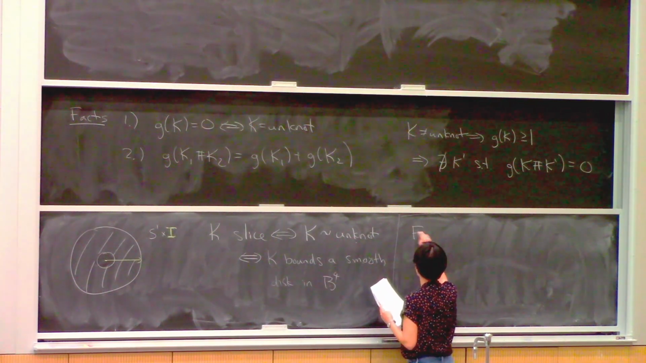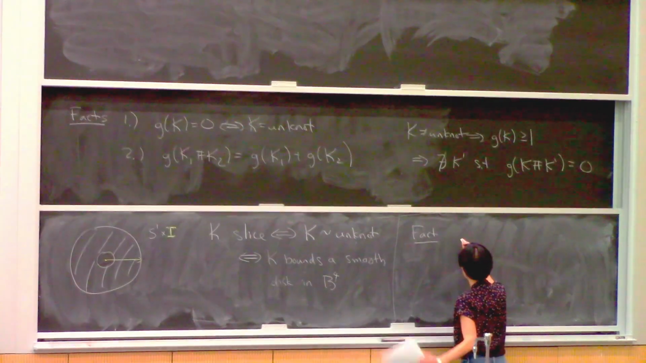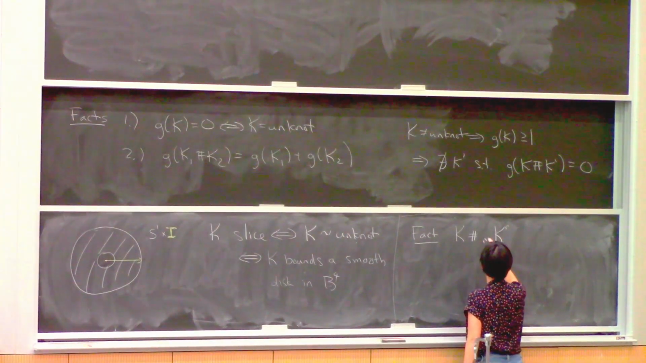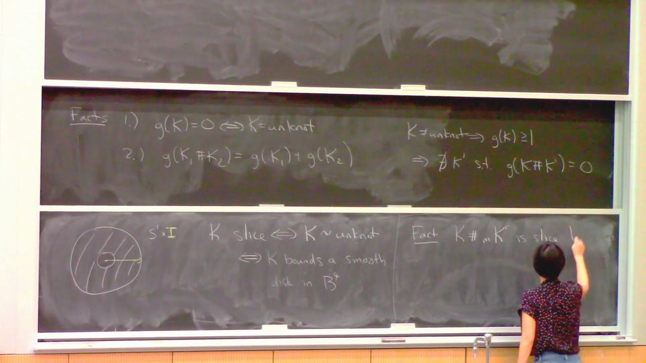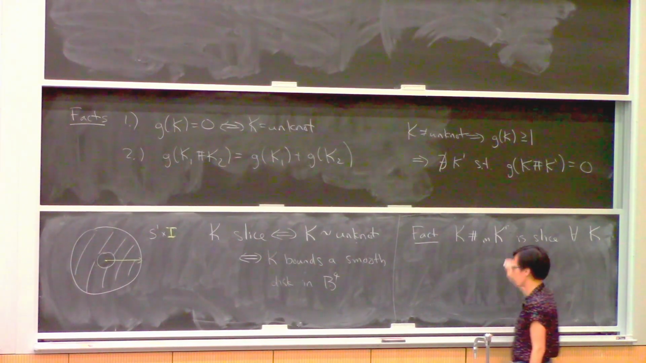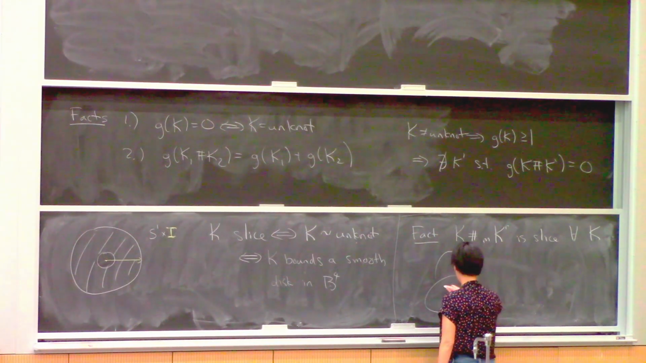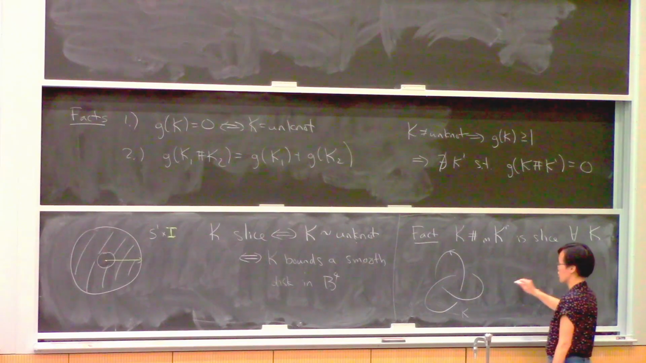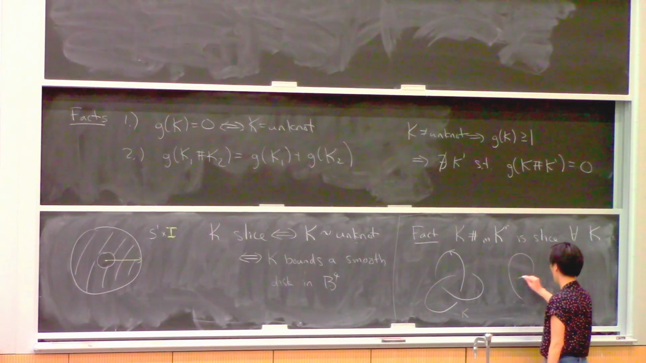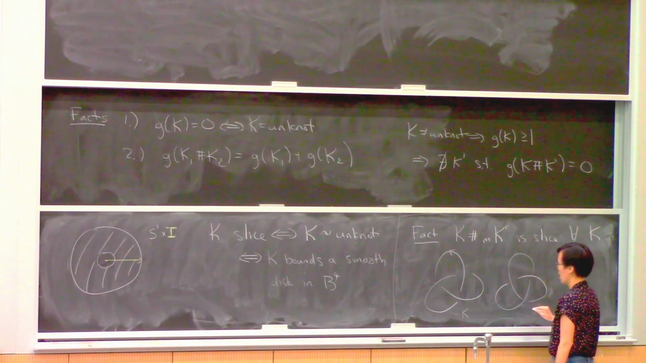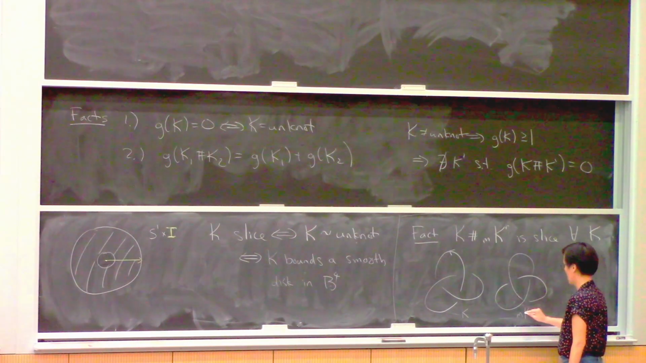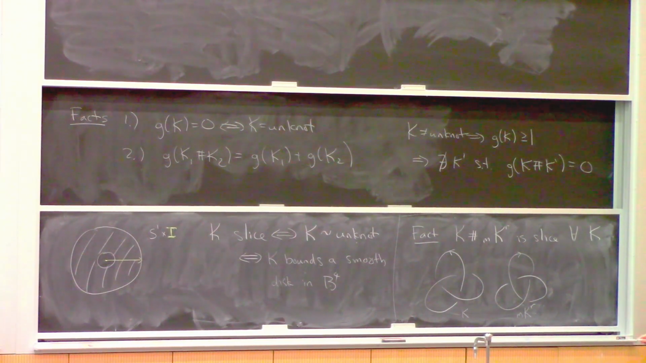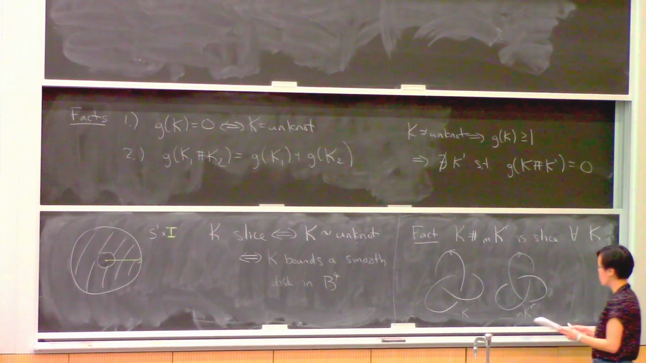So here's the fact. K connect sum the reverse of its mirror image is always slice. Let me tell you what the reverse of the mirror image is. If I have a knot K, I can change all the crossings, all the over crossings to under crossings and vice versa. That's the mirror of K. And I can also change the orientation. That's taking the reverse.